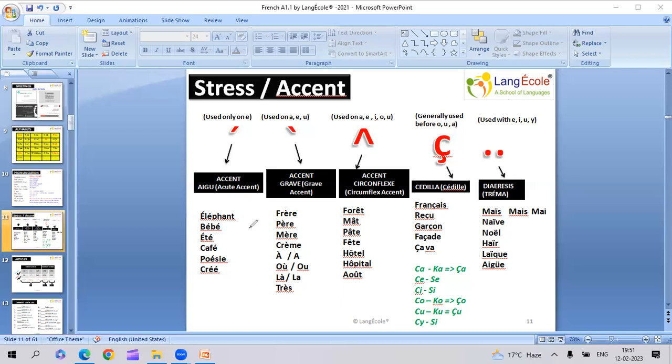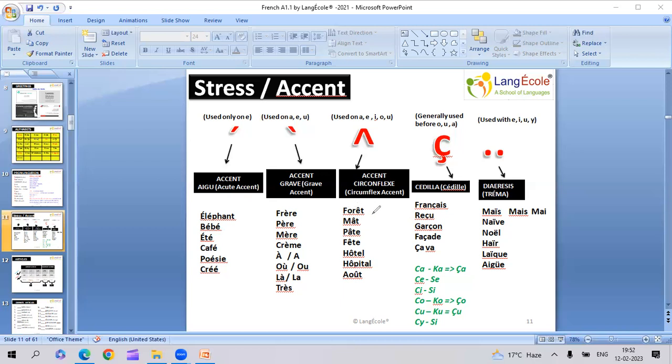Let's see. There is an English word, forest. When it came into French, the S disappeared, and then an accent was put there. That accent is the circumflex accent, and thus this word became forêt. Forêt. So this accent is pronounced like that. It goes up and comes down, sounds like that.